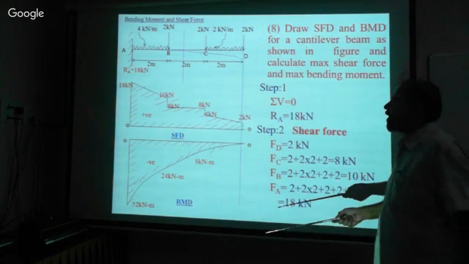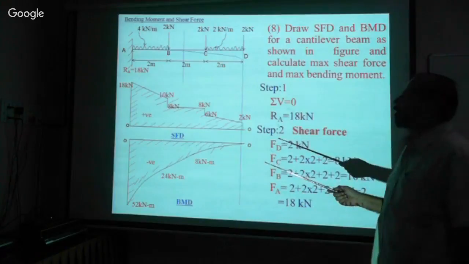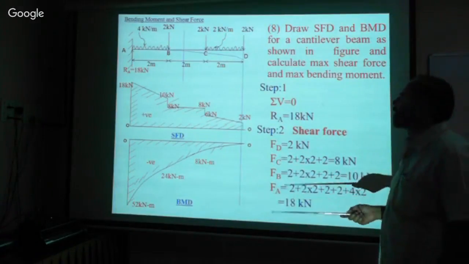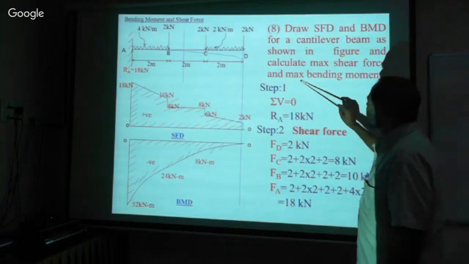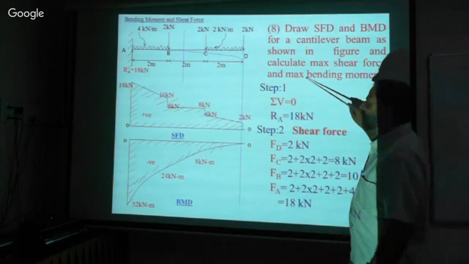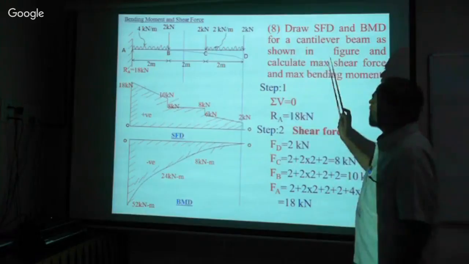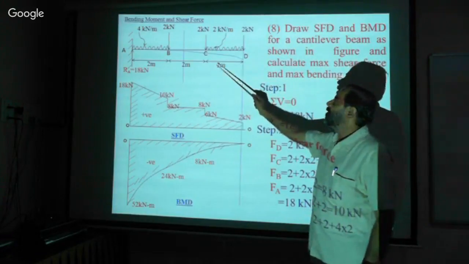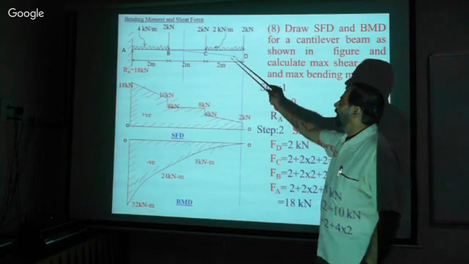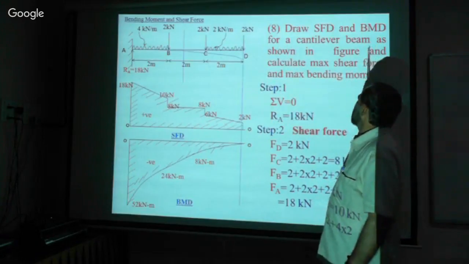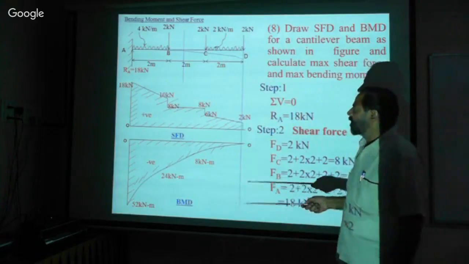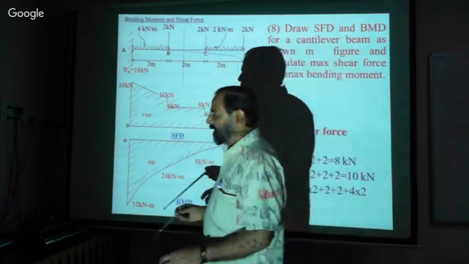I think we have discussed a number of problems on how to solve and draw the bending moment and shear force diagram. First, read the problem very carefully. In this case, the diagram is given. Sometimes the diagram may not be given. They will explain and ask you to draw the bending moment and shear force diagram for the given beam. Whereas in this case, it is given.